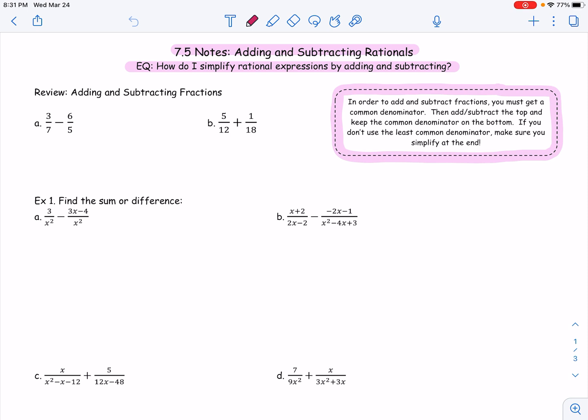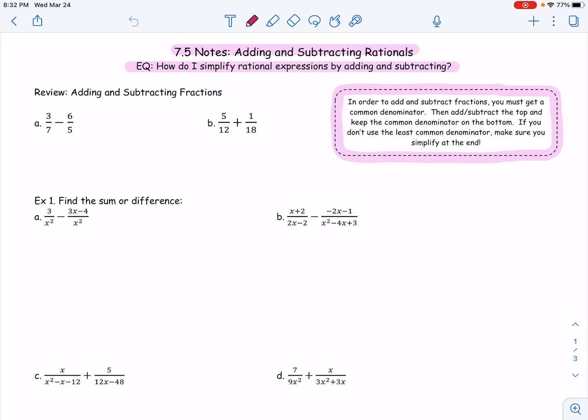So like I said, let's start off with some numbers. So we have 3/7 minus 6/5. Obviously they do not have the same denominator, so we need to find that common denominator. What we can do is use the denominators of 7 and 5 and multiply them together to get that common denominator. That's always one way to do it. And in this case, it will be the least common denominator as well because 7 and 5 do not have any factors in common. So what we'll have to do is multiply the left fraction by 5/5, and then multiply the right fraction by 7/7.